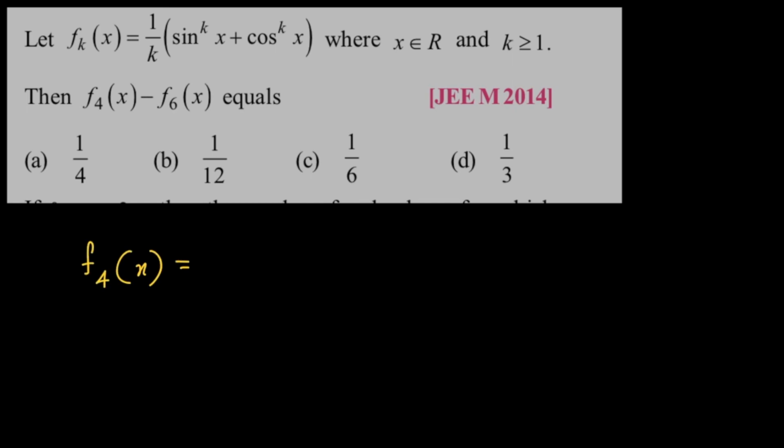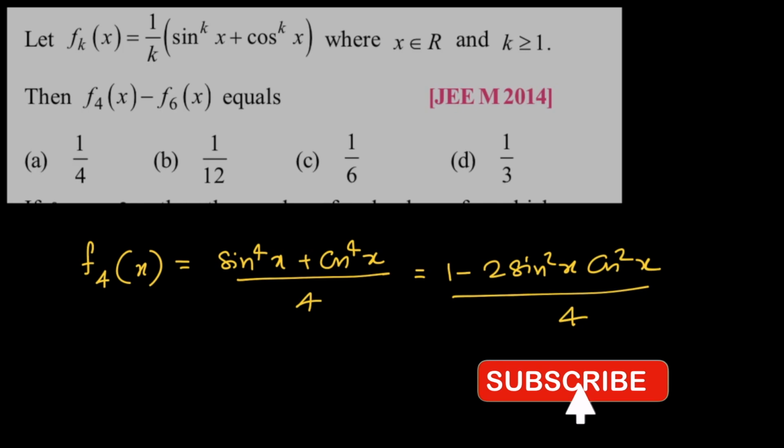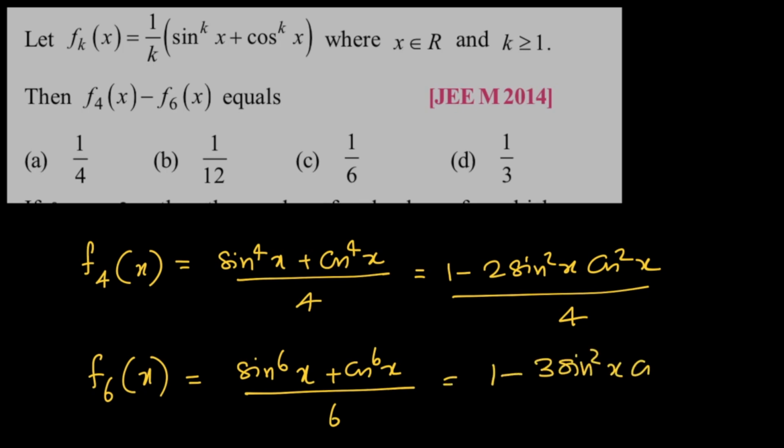F4 of x is going to be sine power 4x plus cos power 4x, whole divided by 4. And we know sine power 4x plus cos power 4x is 1 minus 2 sine squared x cos squared x. The second thing is f6 of x. So this is going to be sine power 6x plus cos power 6x, whole divided by 6. And this is 1 minus 3 sine squared x cos squared x, whole divided by 6.